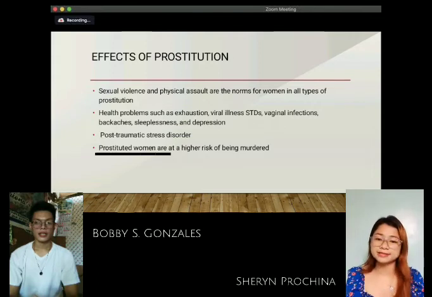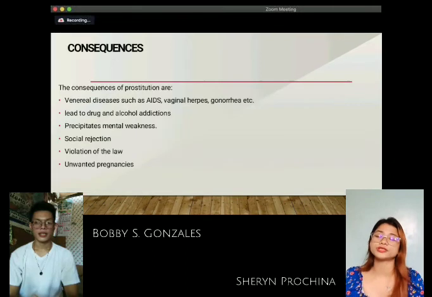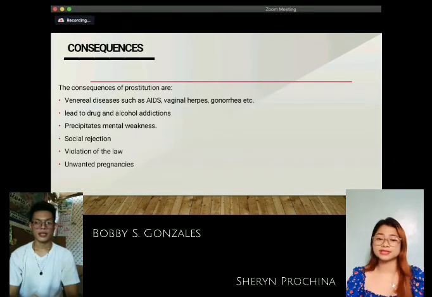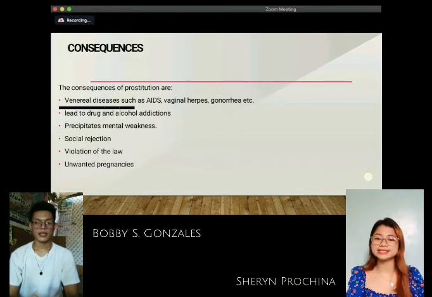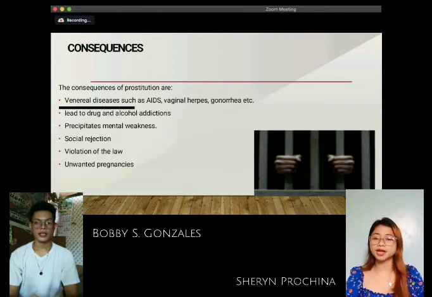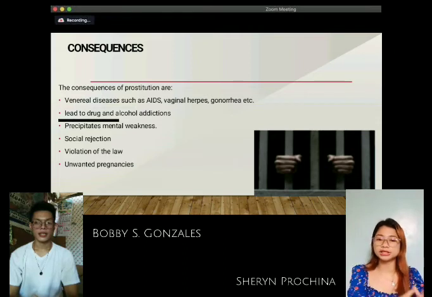Aside from its effects, prostitution also has consequences. These consequences involve venereal diseases such as AIDS, vaginal herpes, gonorrhea, etc. Since this activity includes sexual activities, it is inevitable to acquire diseases like these. It may also lead to drug and alcohol addiction. It precipitates mental weakness, which could lead to depression, and even social rejection.